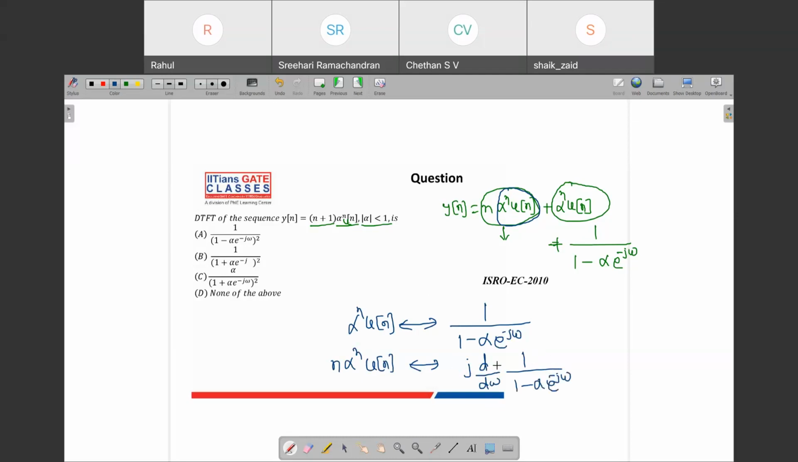Okay. So now this we need to calculate. Once you do the calculation and add this to here, you will get the answer. So let me just quickly calculate. So it will be j times (1 minus alpha) e to the power minus j omega squared. There will be minus 1. Then there will be minus alpha e to the power minus j omega. Okay. So the final differentiation will look like this.